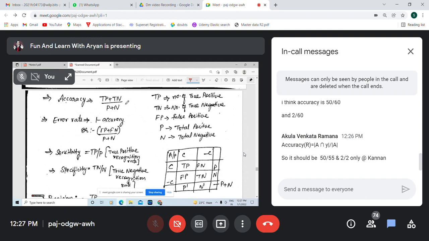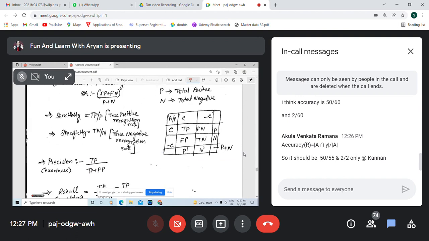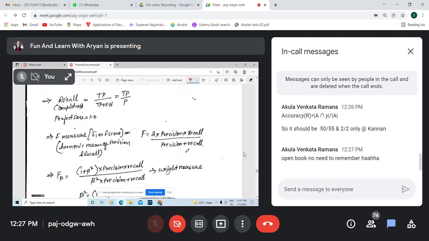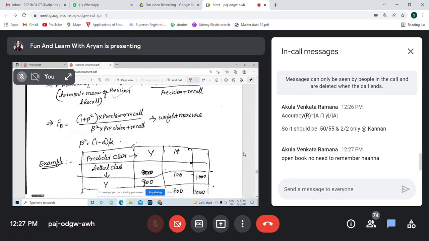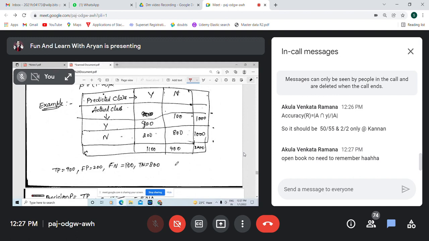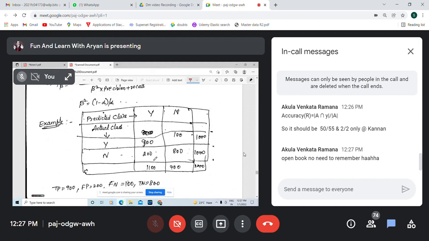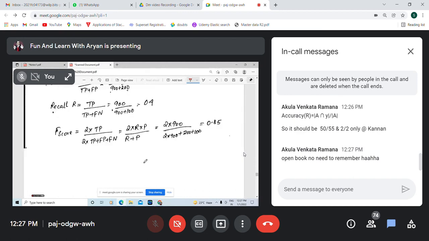So you draw this contingency table, and then these are the formulas. Just memorize these formulas. Accuracy is TP plus TN by P plus N. P is total positives, TP is the number of true positives. I'm not going deep inside. These are very simple formulas. Everything depends on this, just use this as it is. This is for recall, precision, F score. I'm not explaining this at all. So you draw the table when it is given to you, and then you substitute the formulas.